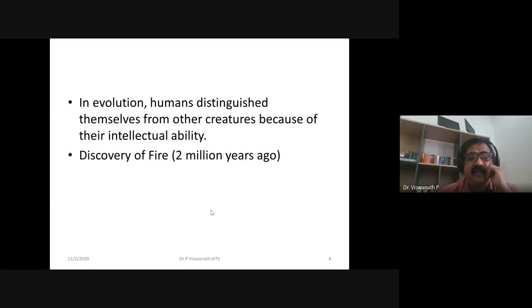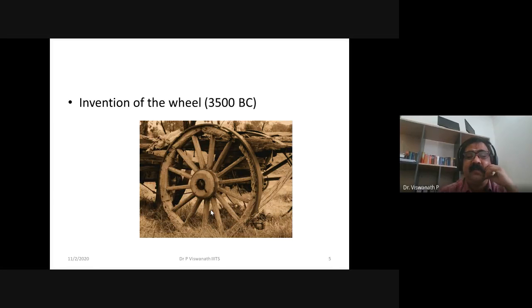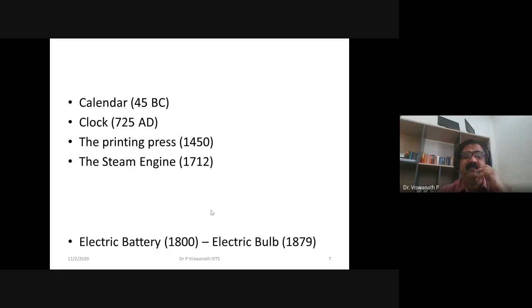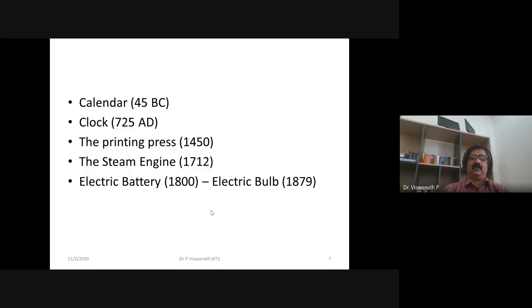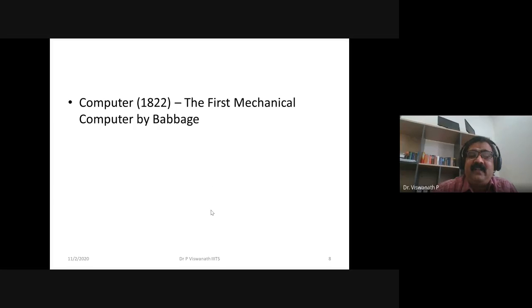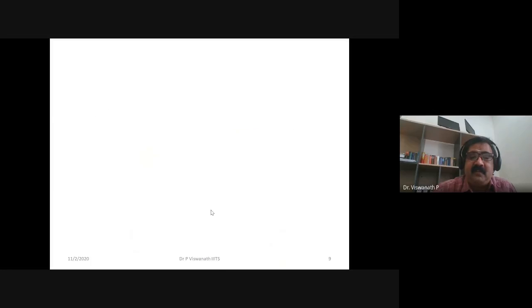See, in the evolution of human civilization, there are so many inventions that happened. The wheel was invented, compass was invented, so many things were invented. And when it comes to recent times, the invention of electricity is one of the biggest things. Before that, the steam engine was invented. Okay, now the computer was invented in 1822, basically. The mechanical computer by Babbage was invented in 1822. It was a big machine.